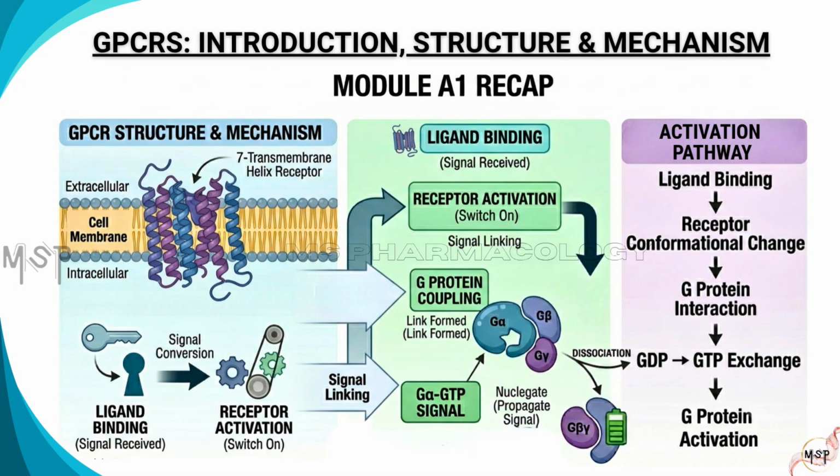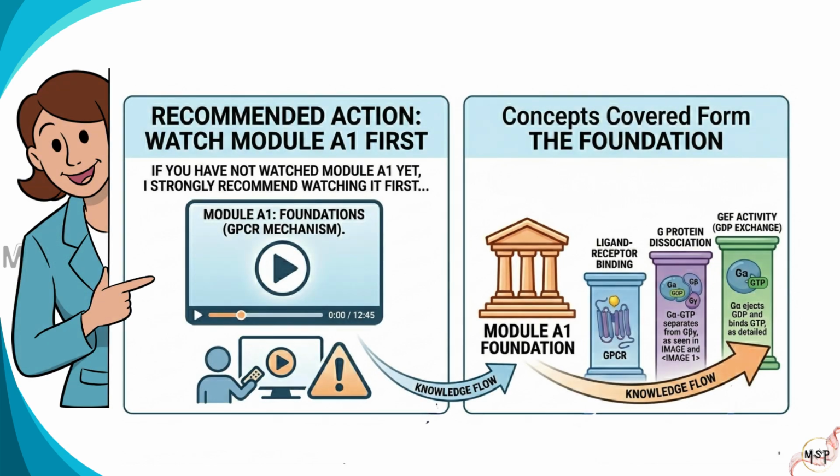In Module A1, we discussed the introduction to G-protein-coupled receptors, their structure, and their activation mechanism. We learned how ligand binding induces a conformational change in the receptor, and how this activated receptor promotes the exchange of GDP for GTP on a heterotrimeric G protein. If you have not watched Module A1 yet, I strongly recommend watching it first, as the concepts covered there form the foundation for everything we will discuss in this module.